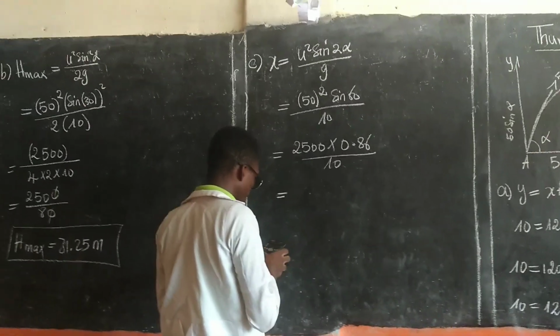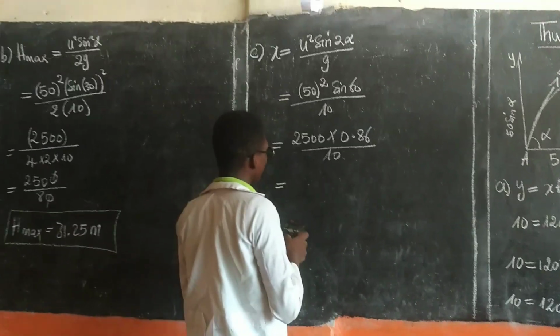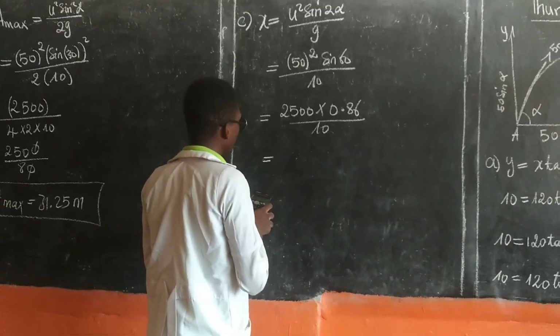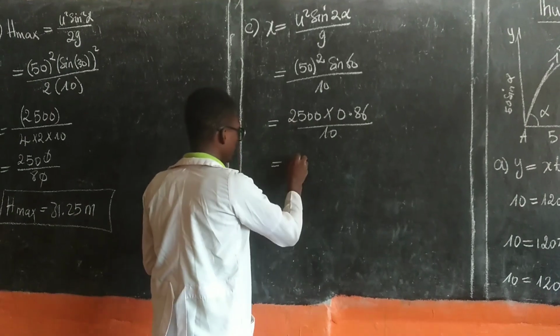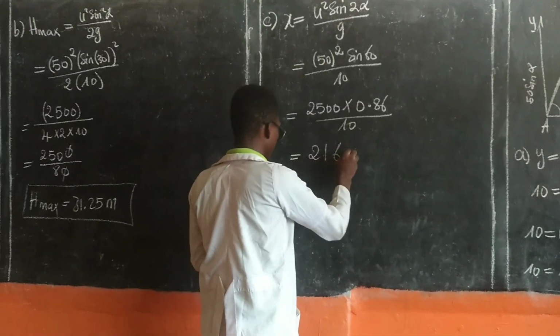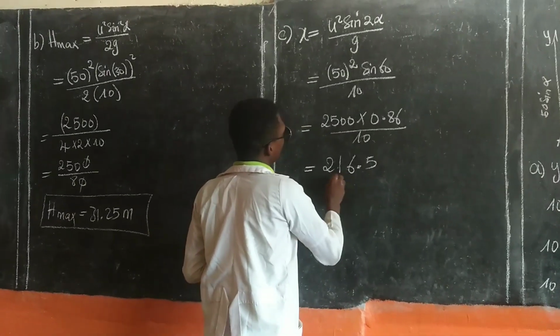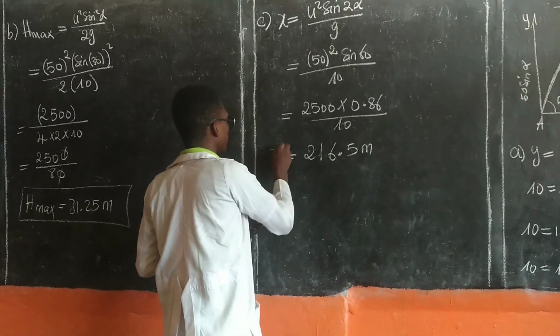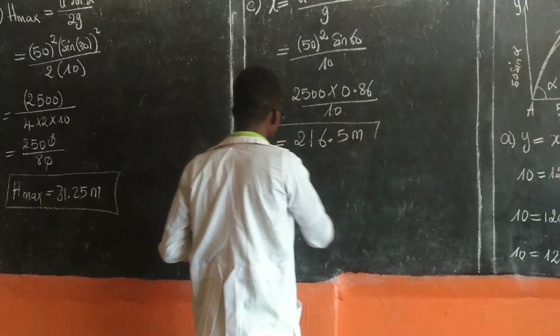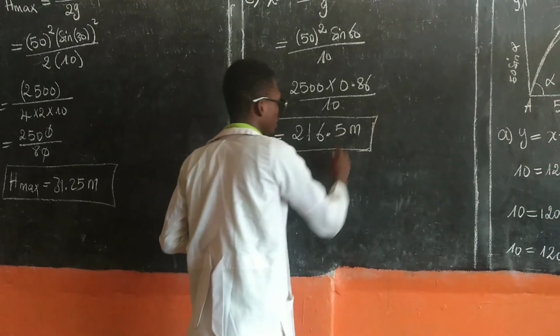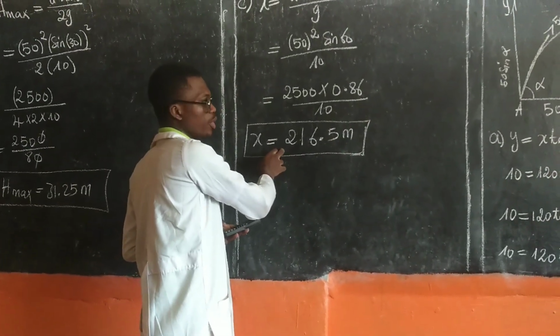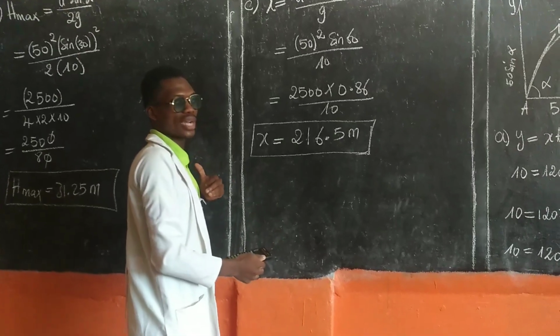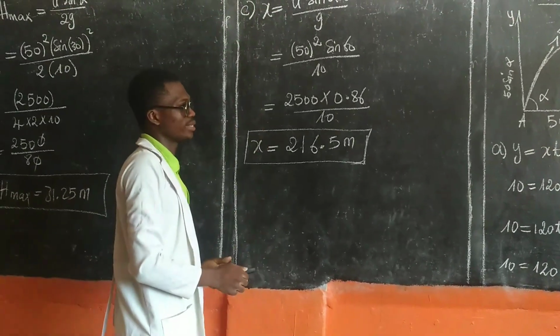So I'm going to have sine of 60 times 250. This gives me 216.5 meters as the range. This is the horizontal distance moved. Meanwhile, in B, we were looking for the maximum height, which was the vertical distance.